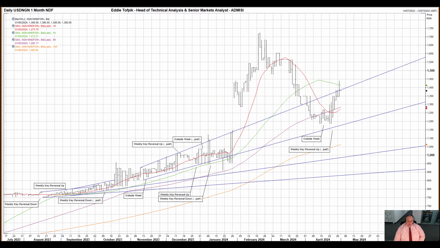In the currencies, we had a weekly key reversal up in US dollar, Nigerian naira, 1 month NDF, if only just. This week has seen a limited follow on higher, but with May Day holidays, it's hard to see if it is sustainable as yet.